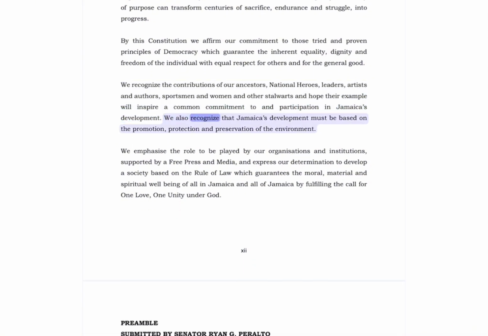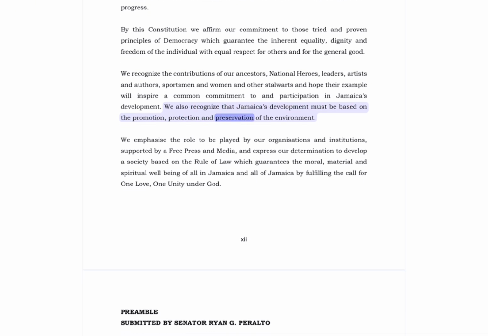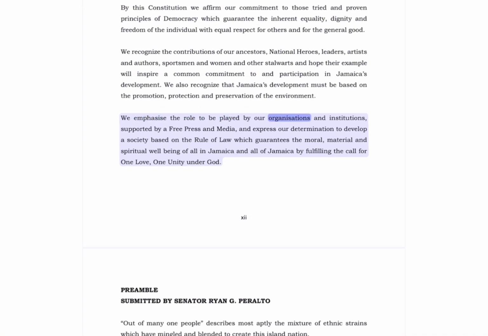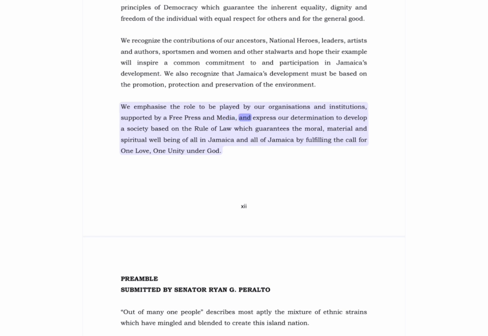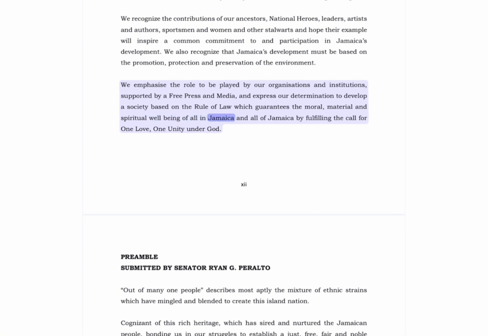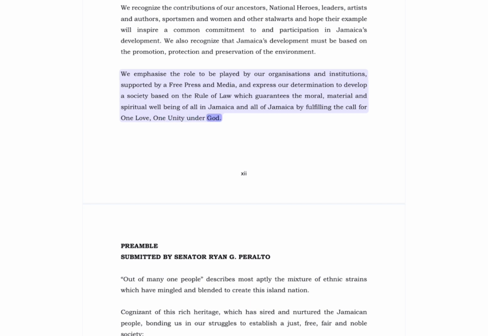We also recognize that Jamaica's development must be based on the promotion, protection, and preservation of the environment. We emphasize the role to be played by our organizations and institutions, supported by a free press and media, and express our determination to develop a society based on the rule of law which guarantees the moral, material, and spiritual well-being of all in Jamaica and all of Jamaica by fulfilling the call for one love, one unity under God.